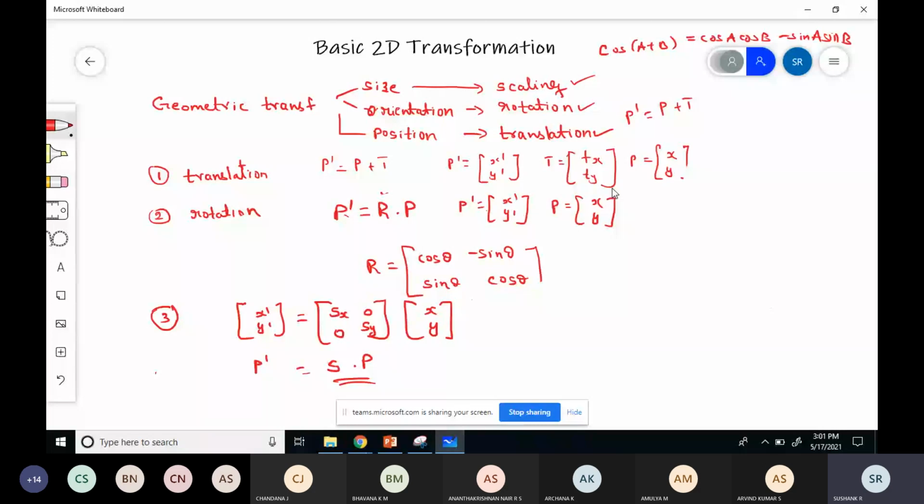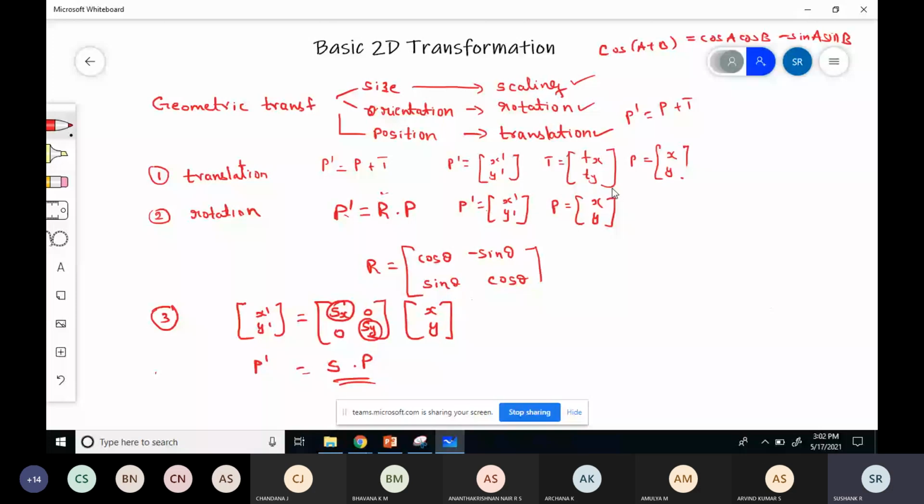the object. Anything greater than 1 will increase the size of the object. Anything less than 1 will reduce the size of the object. Increase in size means enlargement, reduction means shrinking. When you give sx and sy the same value, we call it uniform scaling. When the values of sx and sy are different, we call it non-uniform scaling. These two cases we call differential scaling.